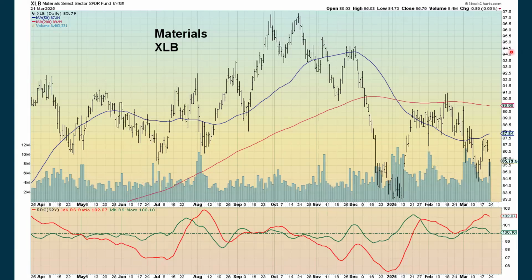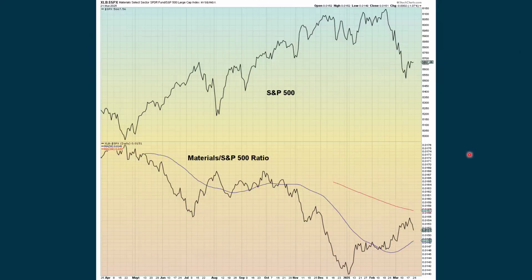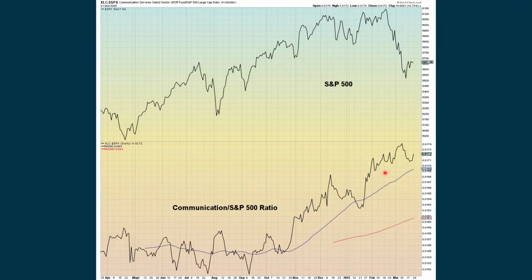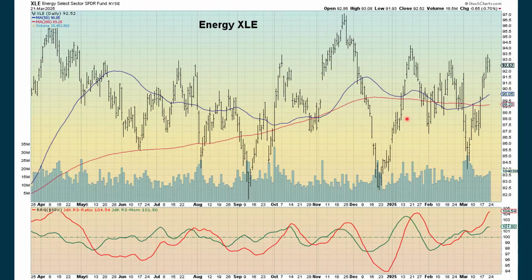We look at different sectors. The material sector, which is in a downtrend all by itself. And even though the S&P has been doing bad, materials have been doing even worse. Communication, a growth area underneath its 50-day moving average and actually holding up quite well. It's been going down, but it's been going down less, which is keeping this ratio going up when compared to the S&P.